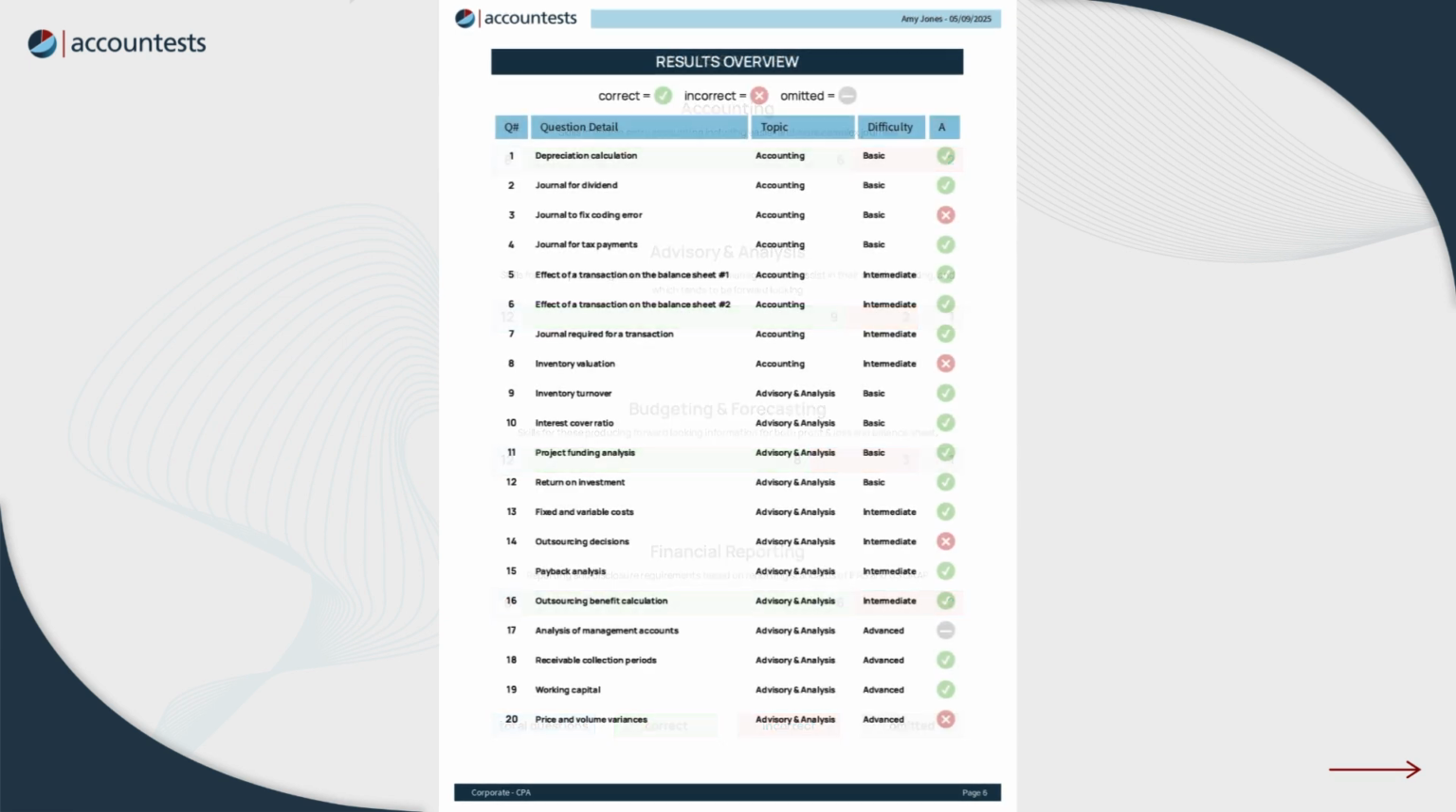On the next page we go through question by question. What was the question about? Which topic was it in? Did the candidate get it right or wrong? And if there is a grey circle, that means that they didn't answer the question.